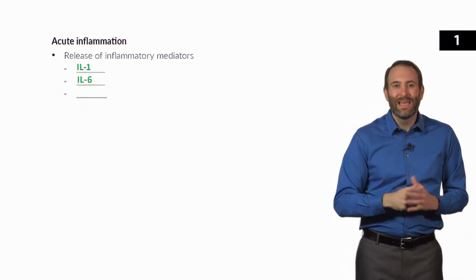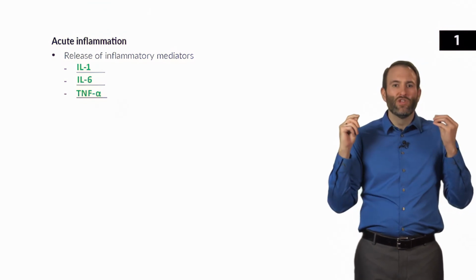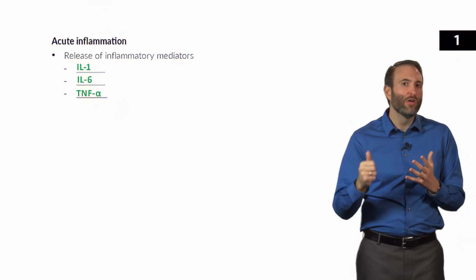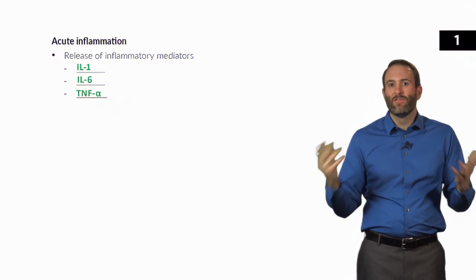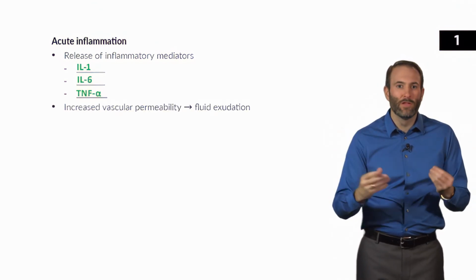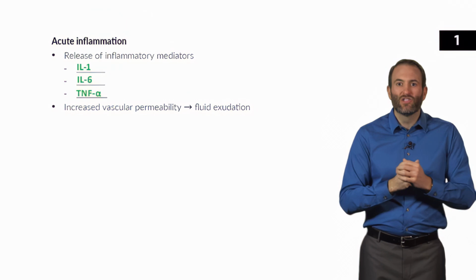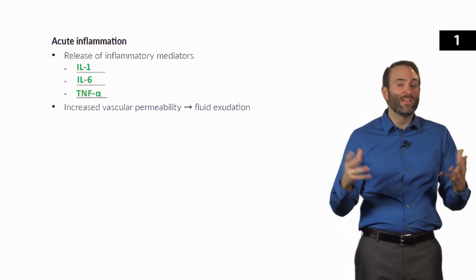IL-1, IL-6, and TNF-alpha. Now make sure you know those. Associate those in your mind with inflammation: interleukin-1, interleukin-6, and TNF-alpha. Now these cytokines do a lot of things, like cause vasodilation, and they increase vascular permeability. So that plasma starts to exude into the interstitium, and that causes swelling and redness and so on.